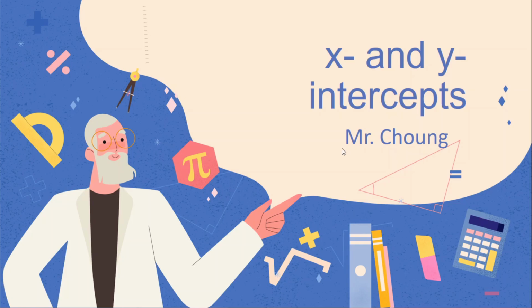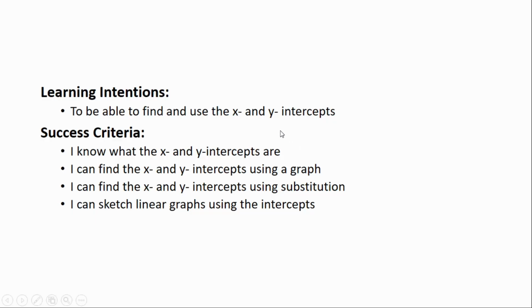This video is about x and y intercepts, and by the end of this lesson we should know what the x and y intercepts are, be able to find the x and y intercepts using a graph, be able to find the x and y intercepts using substitution, and finally be able to sketch linear graphs after we found the intercepts. Let's just pause the video here and take a couple of minutes to write these down.